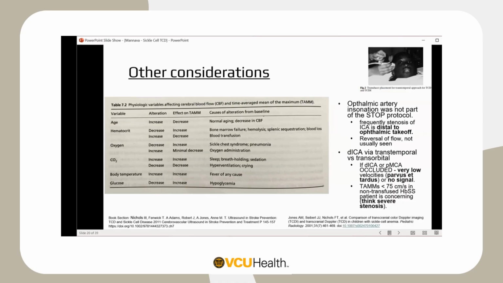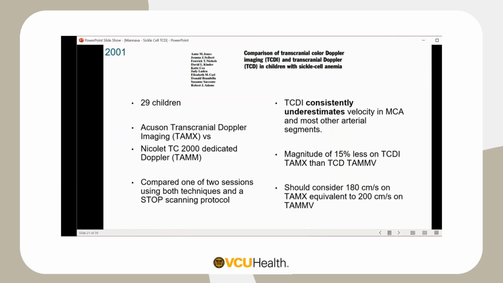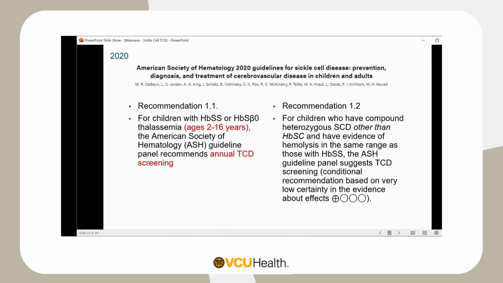In addition to this, beyond finding elevated velocities in TCD, we also look for very low velocities. And we need to think about why a person with non-transfused sickle cell who has a low hemoglobin might have a low velocity. That's pretty much an indicator that they might have a severe stenosis. Follow-up studies looked at TCDI when that was developed, and they studied patients using both techniques and the STOP scanning protocol and found that TCDI consistently underestimates the TAMX velocity, so we need different thresholds.